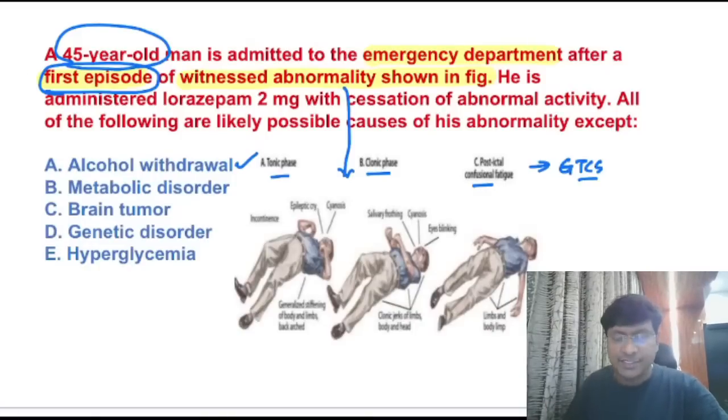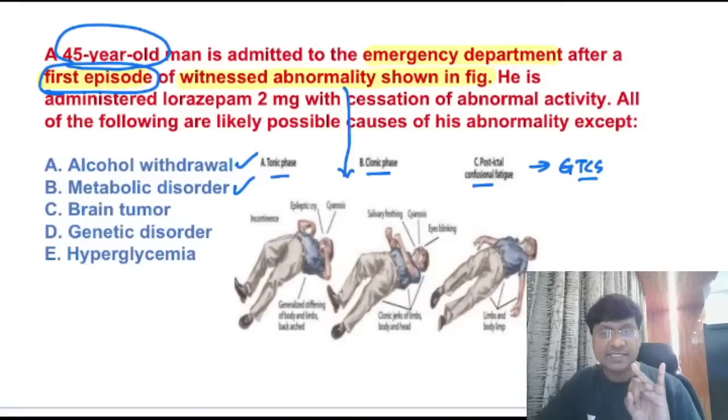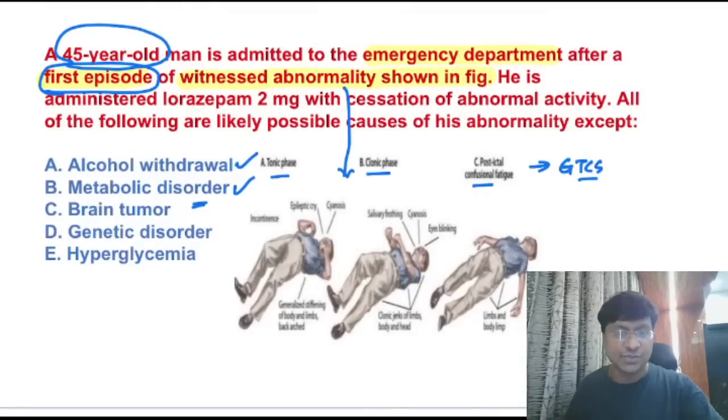Then what about the metabolic disorders? Yes, there are certain metabolic disorders which can cause generalized tonic-clonic seizures. What are those? Hyperglycemia, hypoglycemia, uremic encephalopathy, hepatic encephalopathy, electrolyte abnormalities. Now, in which clinical condition of hyperglycemia can you have this GTCS? You have a very important complication called HONK, hyperosmolar non-ketotic coma, which is very common in type 2 diabetes mellitus. There they can have generalized tonic-clonic seizures.